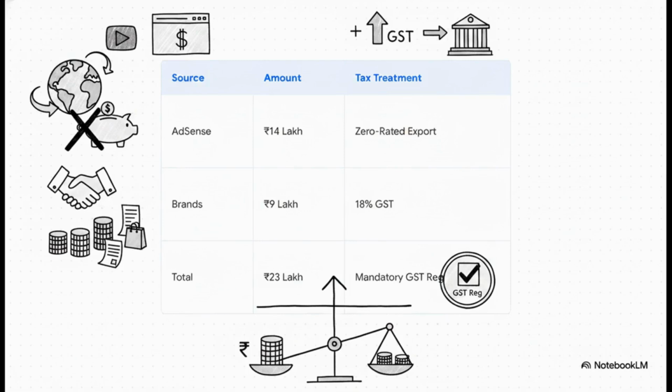Check out Rohan's books for the year. He made 14 lakh from AdSense and 9 lakh from Indian brands. His total turnover, 23 lakh. Because 23 is obviously greater than 20, he legally must register for GST.